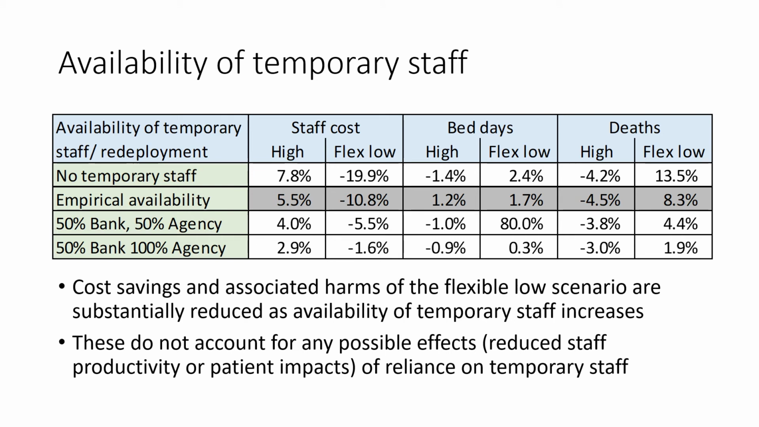The table in this slide repeats the data presented for the baseline analysis on the second row, with the figures showing empirical availability of temporary staff. If the availability of temporary staff increases, you can see that the cost saving with a flexible low scenario compared with the standard reduces, and the excess risk in terms of mortality reduces, but in no situation does it completely disappear.